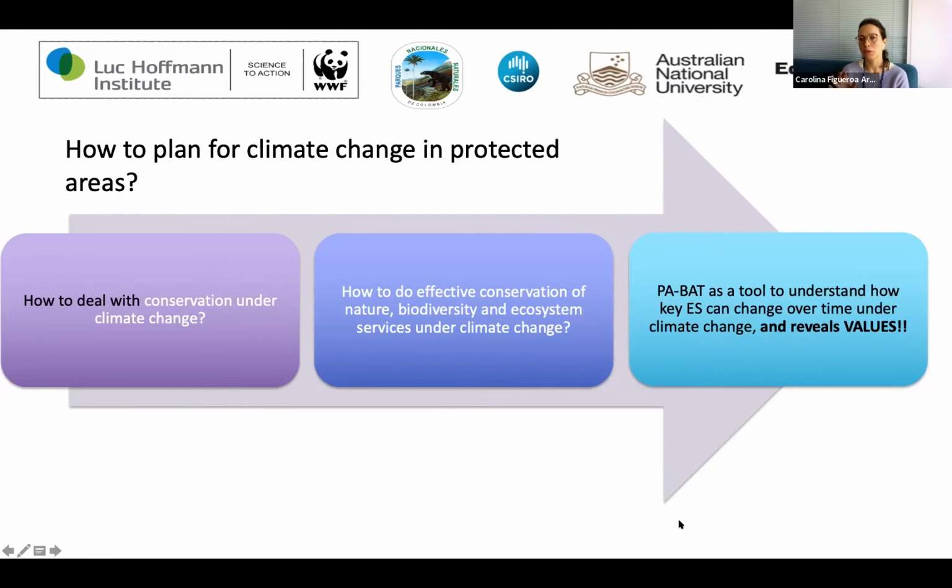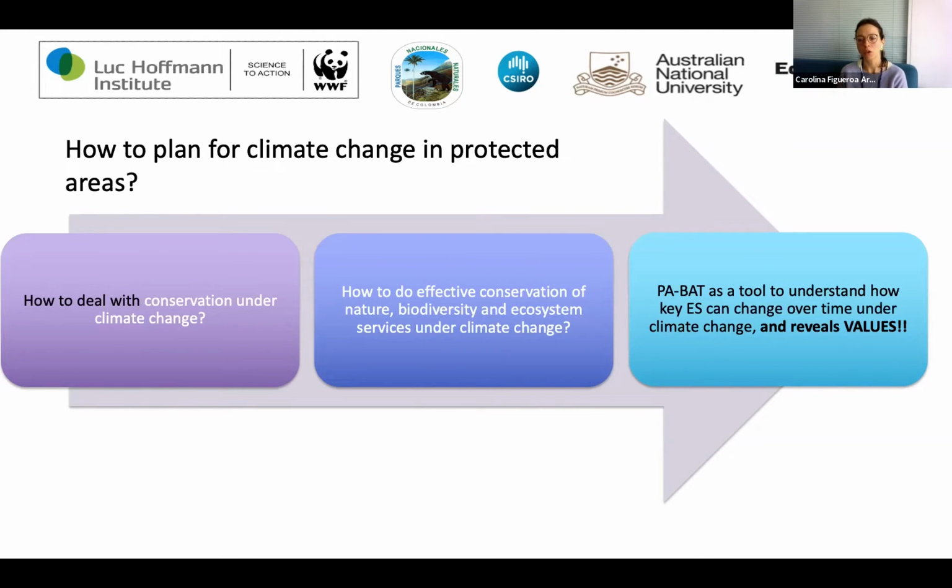So coming back to our research project, we had this question: how to plan for climate change in protected areas. That means also how to deal with conservation under climate change. And then we asked a second question: how can effective conservation of nature, biodiversity, and ecosystem services be maintained under a climate change scenario? In this case, PA-BAT resulted as a tool to understand how key ecosystem services can change over time under climate change. And the process of using the PA-BAT also revealed values that are important for people and how those values can change over time with climate change.